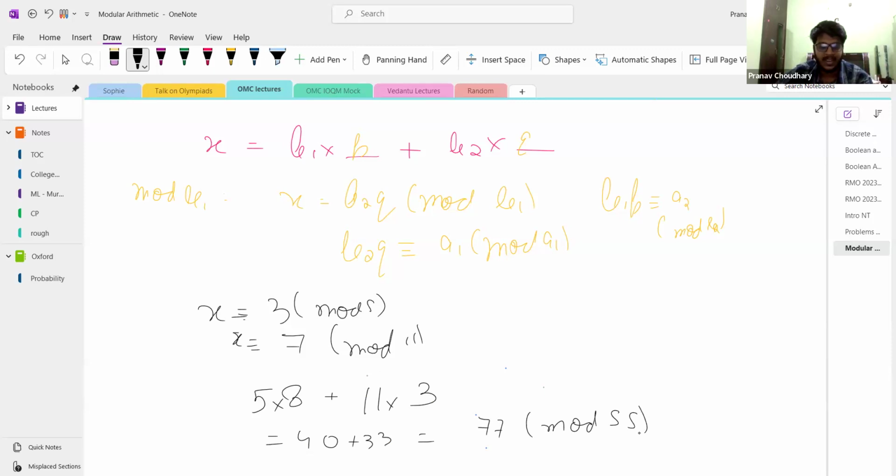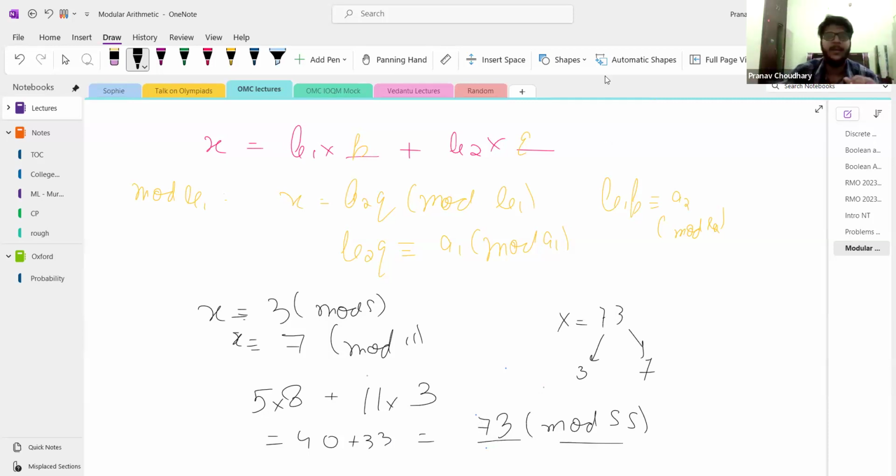Why do I think I messed up this thing? Yes, I definitely messed up. Oh, it's 73. 40 plus 33 is 73. Now you can see, if you take x as 73, mod 5 this gives you 3 and mod 11 this gives you 7, right? And you can take anything 73 mod 55, that will just work.